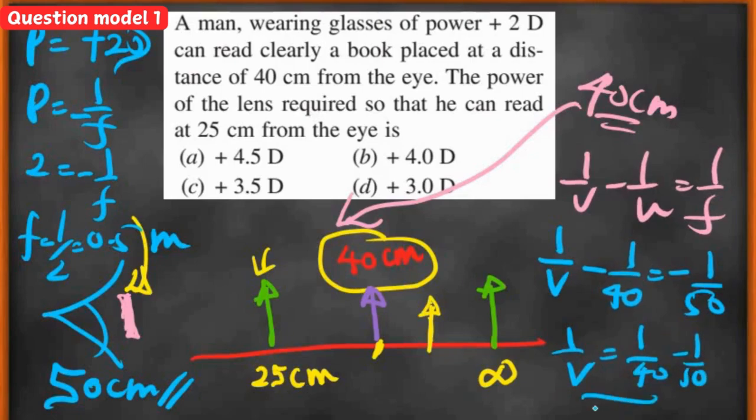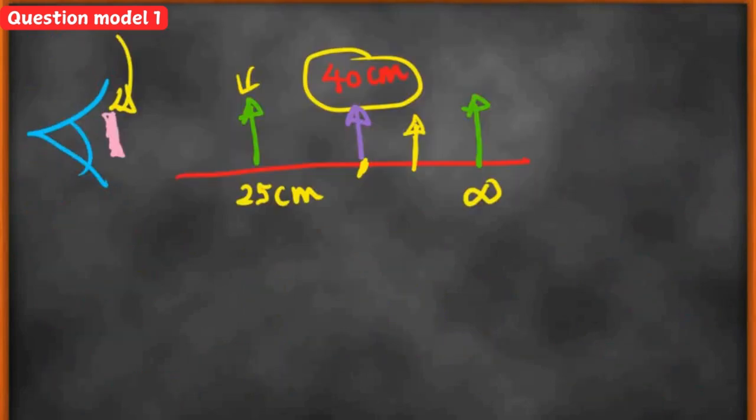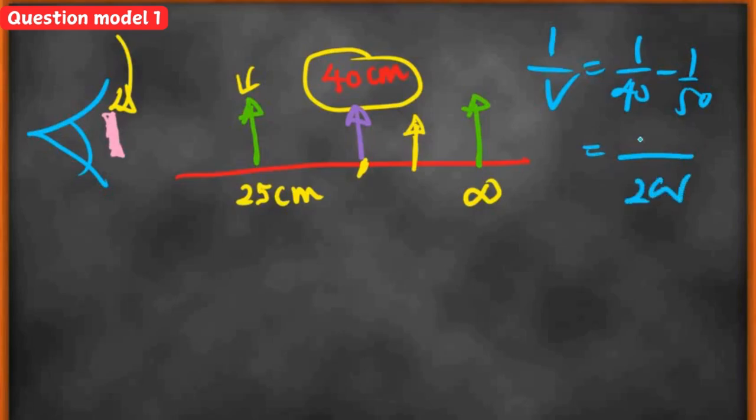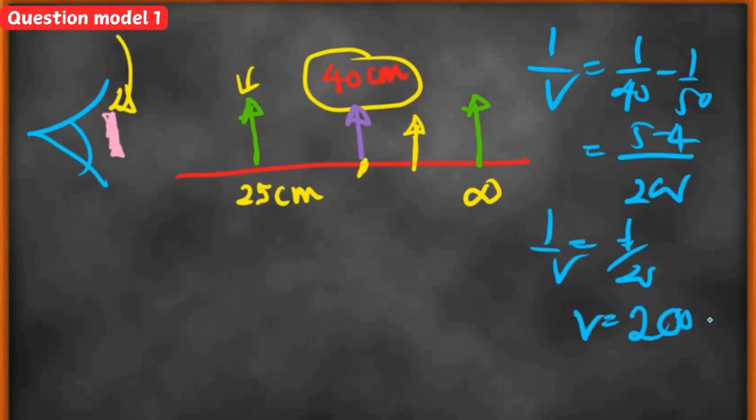The common denominator is 200. Let's simplify. 1 over v equals 1 over 40 minus 1 over 50. Taking the common denominator 200, 5 minus 4 is 1. So 1 over v equals 1 over 200, and v equals 200 centimeters. So this is the real near point, 200 centimeters.